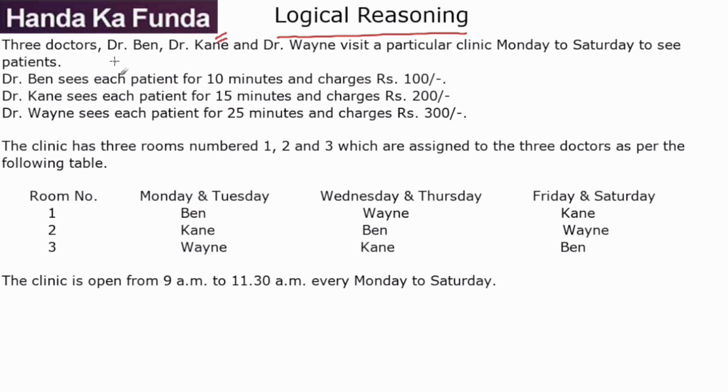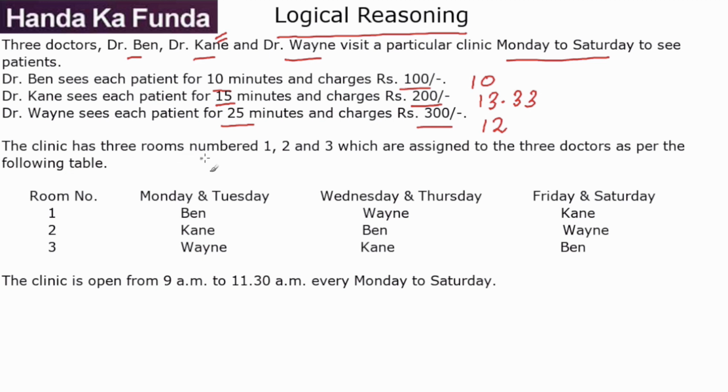In this question, we are given three doctors, Ben, Kane, and Wayne, who visit a particular clinic Monday to Saturday to see patients. Ben sees each patient for 10 minutes and charges 100 rupees. So basically, his rate is 10 rupees per minute. Kane sees each patient for 15 minutes and charges 200 rupees. So his rate is 200 by 15, which is 13.33 rupees per minute. And Wayne sees each patient for 25 minutes and he charges 300 rupees. So that means his rate is 12 rupees per minute.